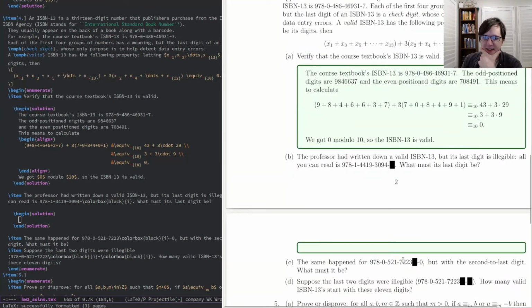Okay, the professor had written down a valid ISBN 13, but its last digit is illegible. All you can read is this and then the last digit. Oh, I didn't realize that you could select it. That's funny. I just used an I because it was the letter that made the box a reasonable size. It's good I didn't put the actual number under there. So what must its last digit be?